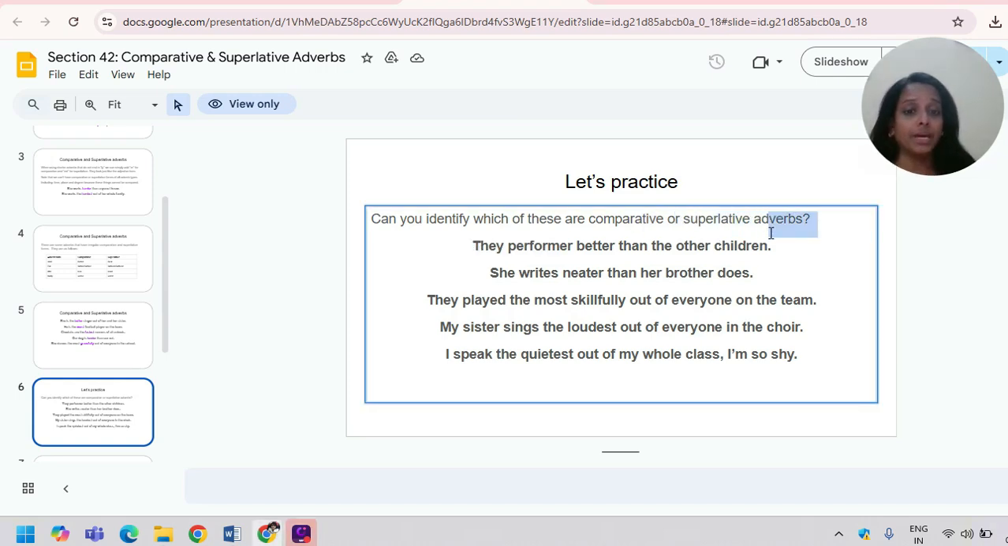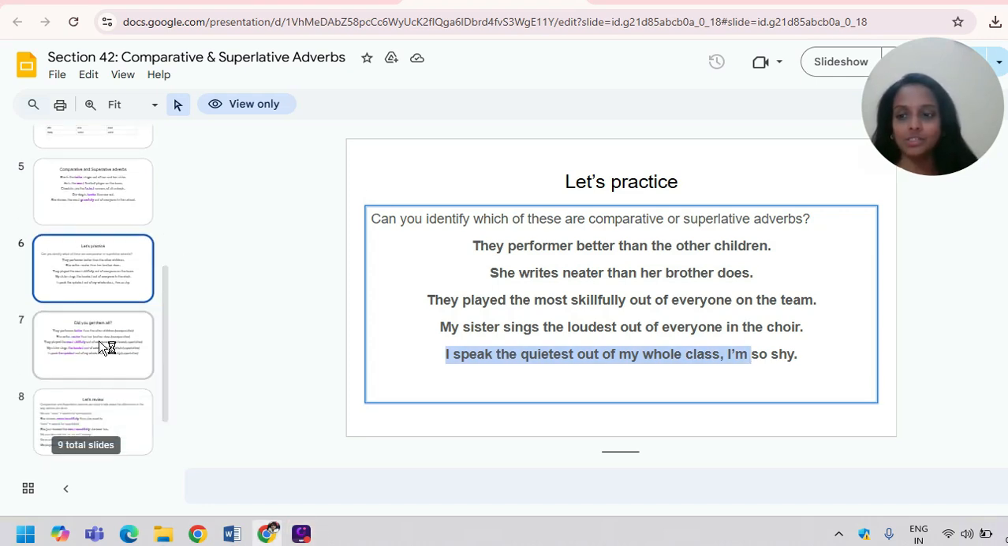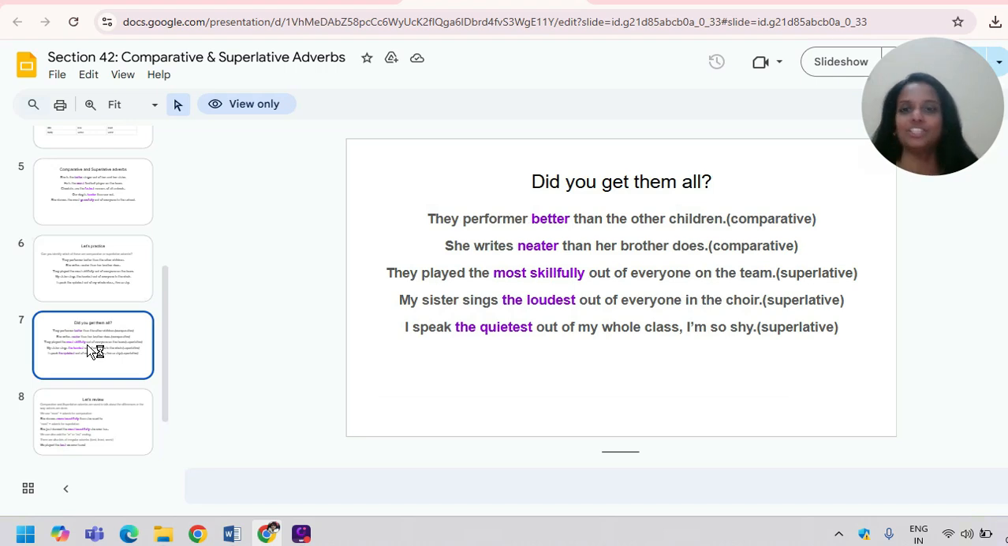They performed better than the other children. The spelling is given incorrectly here, a d should come. She writes neater than her brother does. They play the most skillfully out of everyone on the team. My sister sings the loudest out of everyone in the choir. I speak the quietest out of my whole class. I'm so shy. Once you're done with your answers, we will move on to the next slide so that you can check it. So how did you do?